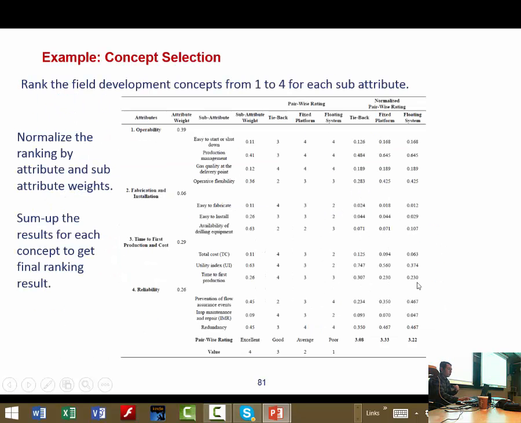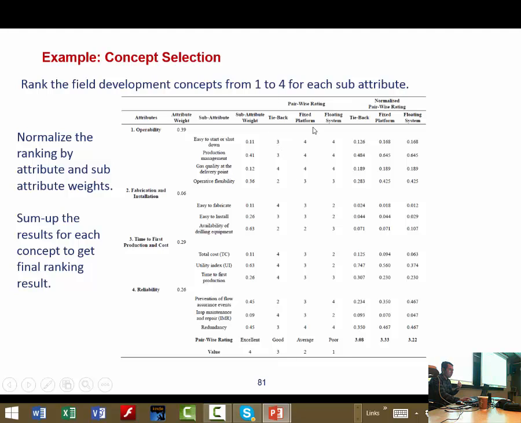And now you compare each concept against each attribute with this weighting system: excellent, good, average, or bad. Or just ask the surface facility team, how good is the fixed platform with respect to ease of startup or shutdown? Is it good? Is it average? Is it poor? Okay, so most of the people said it is good. So you put 3 here.